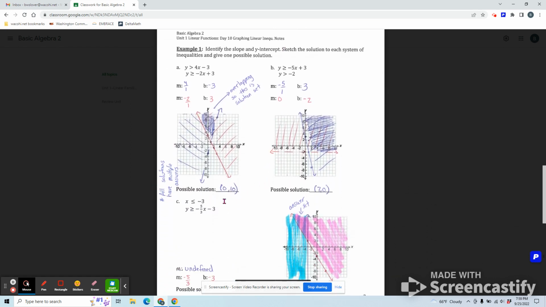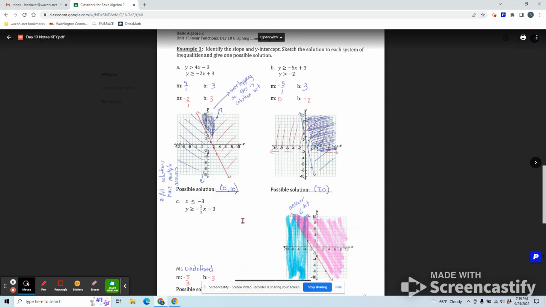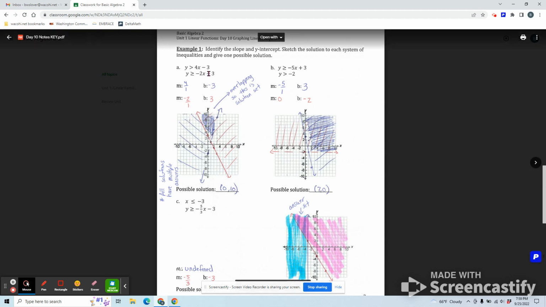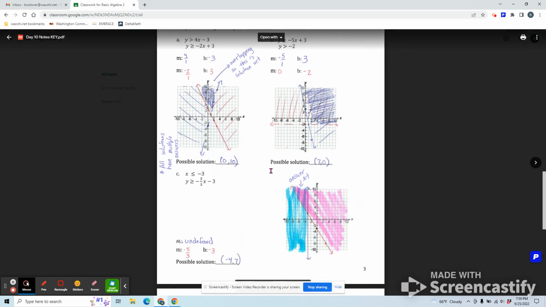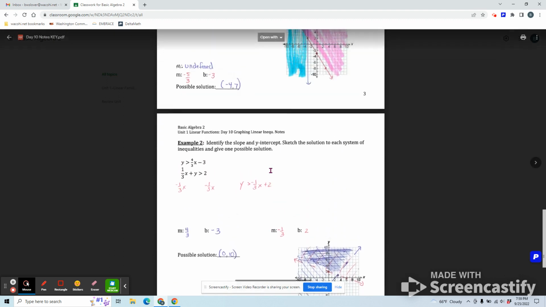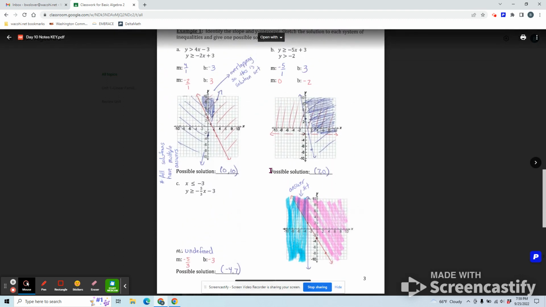And notice that there I have some extra information, just like always. It says identify the slope and y-intercept, and that's there to help you graph. So the blue information goes with the blue inequality, the red one goes with the red one, and that's the same thing throughout all of these. I try to use two different colors so you can see what's going on with what.